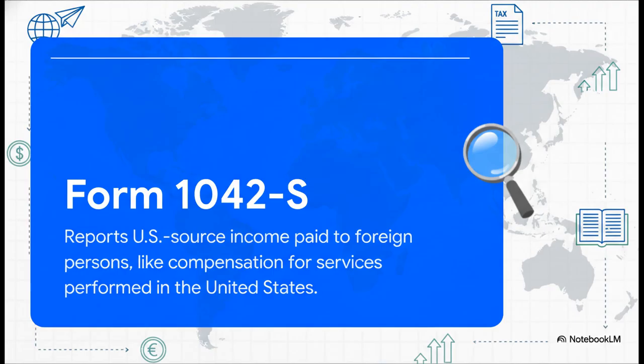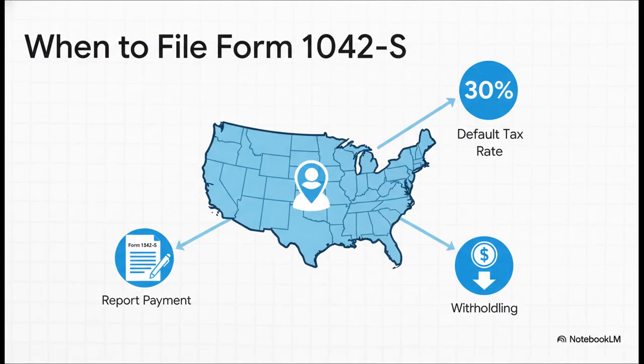The correct player to bring onto the field here is Form 1042-S. This is the specific form the IRS designed to report payments for US-based work that you make to foreign persons or companies. So the moment your foreign contractor steps foot in the US to work for you, a new set of rules kicks in. You have to report those specific payments on a 1042-S.